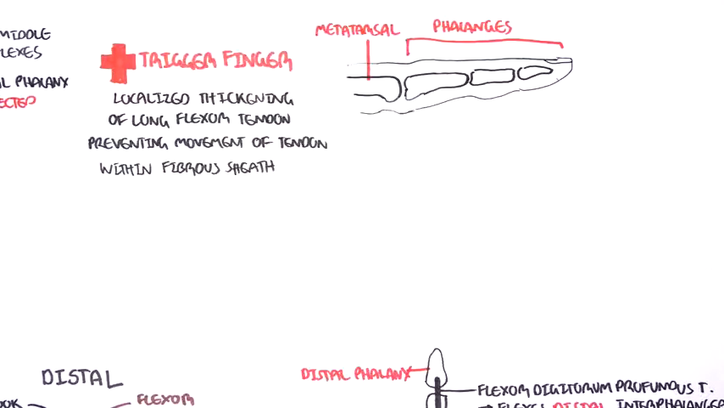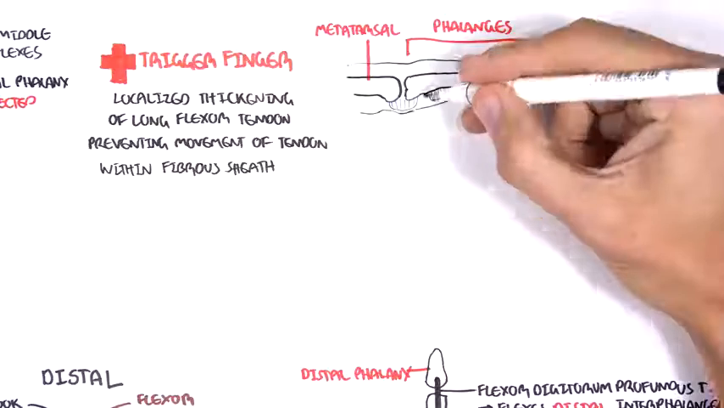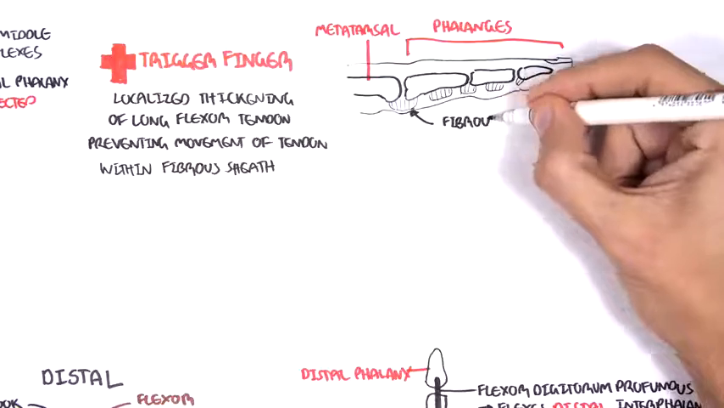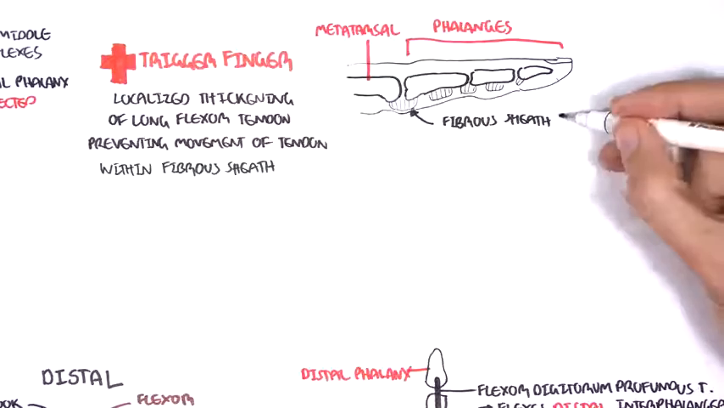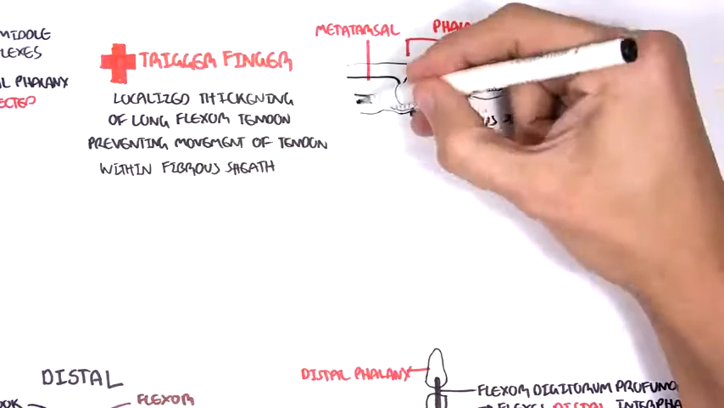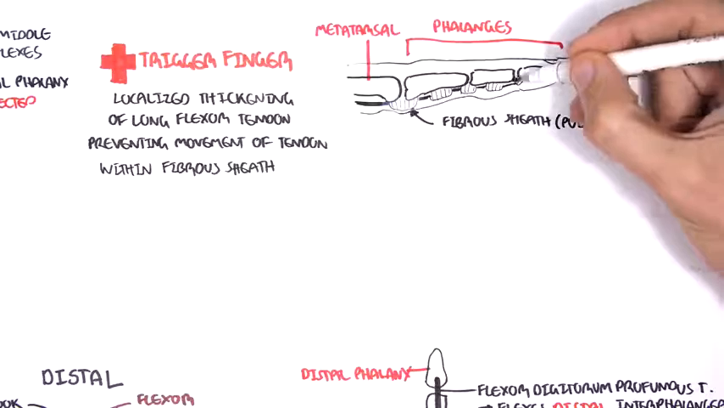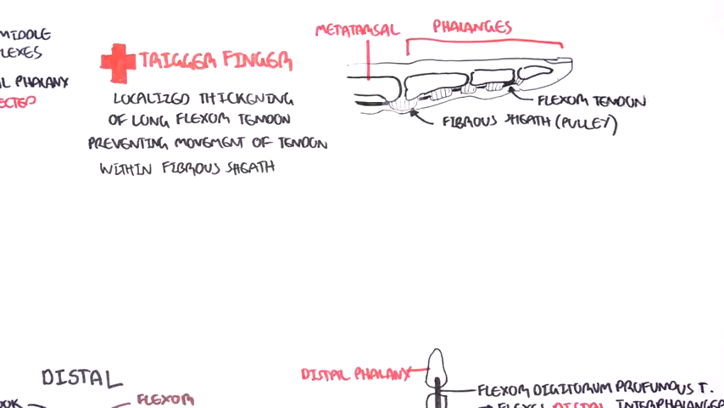Now, in this diagram, it's also important to know that we have this fibrous sheath running on the palmar surface of your fingers. And this fibrous sheath acts as a pulley. And under it is the flexor tendon. So the flexor tendon runs under the fibrous sheath.